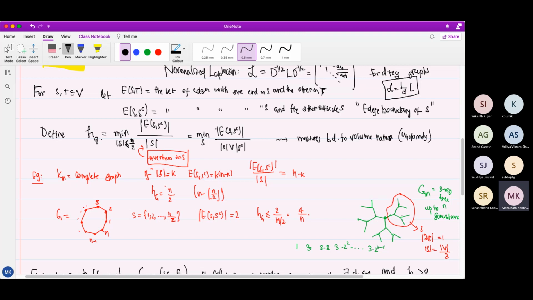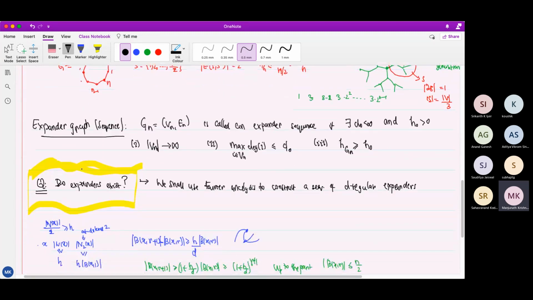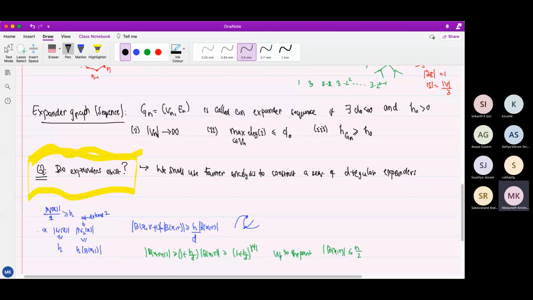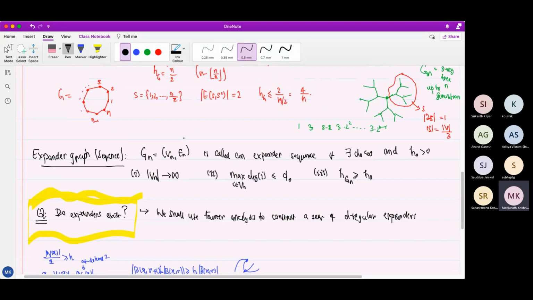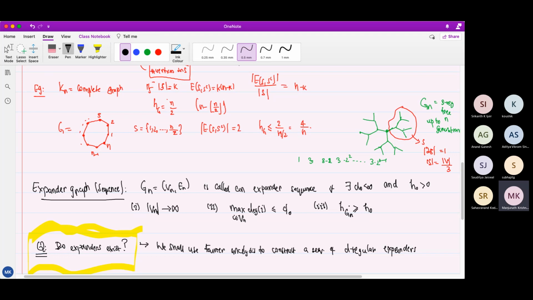Okay, so that is the expansion, and you take the minimum over all sets, but only over subsets of size less than half of the full vertex set of the graph. So that is what is called the expansion coefficient of the graph. And what we wanted was expander graphs: a sequence of graphs that become larger and larger, such that the expansion coefficient stays bounded below. It doesn't go to zero. So it's like the hyperbolic graph where the expansion coefficient is bounded below.